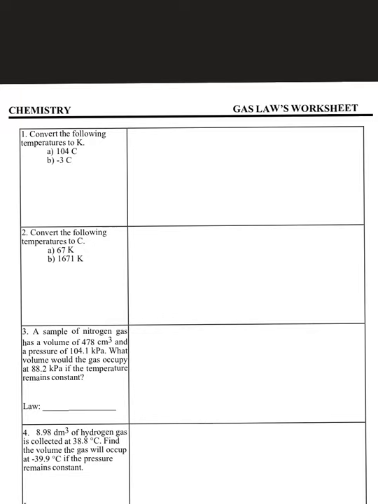So to convert temperatures to Kelvin, this is also on your reference material sheet. 0 degrees Celsius equals 273 Kelvin. Let me write that down for you. So we have 0 degrees Celsius equals 273 Kelvin.